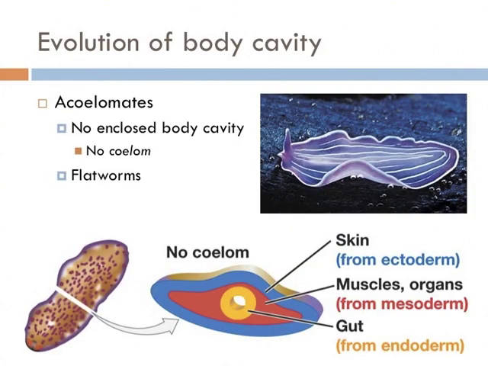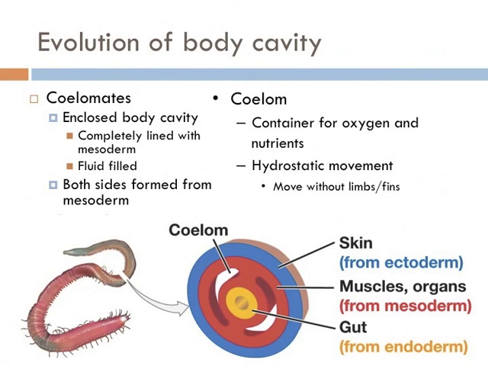A primitive group of triploblastic animals are commonly known as flatworms, and they're acoelomates. This means that they don't have a coelom. A coelom is an additional opening in the mesoderm of a triploblastic organism, and it is a container filled with fluid and completely lined by the mesoderm. And the coelom can serve two main functions, either as a container for oxygen and nutrients, and they're also important in hydrostatic movement in organisms such as worms.